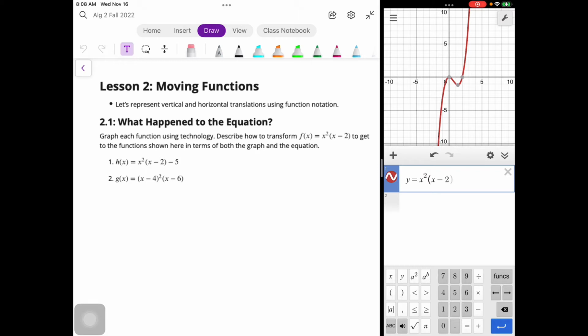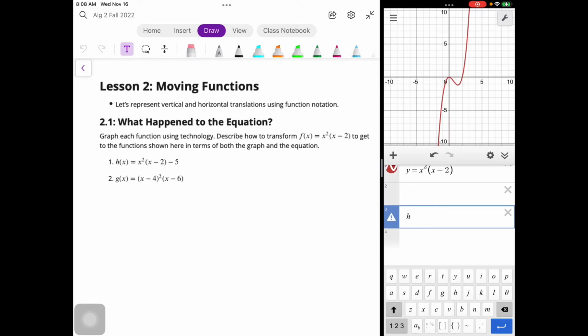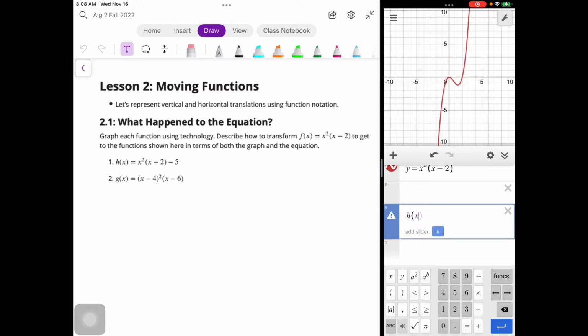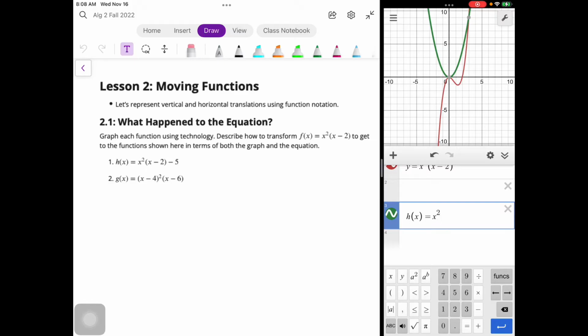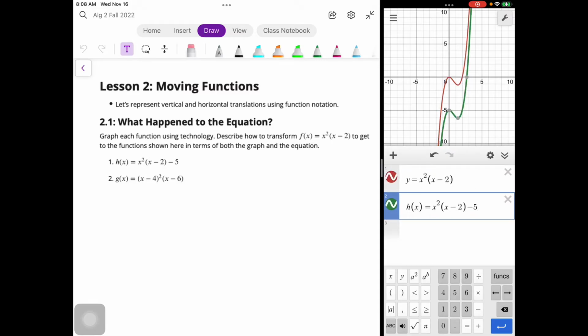And then we're going to take a look at our h function, which I'm going to put into function notation. So we'll do h of x equals x squared times the quantity of x minus 2, and then outside the parentheses we have minus 5. So take a look at what happened to our original function here. What looks like it happened, it has been translated down 5 units.